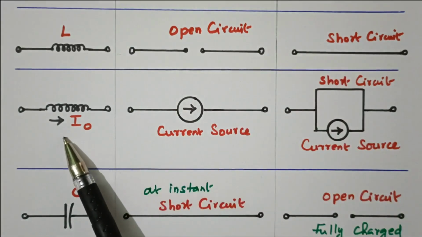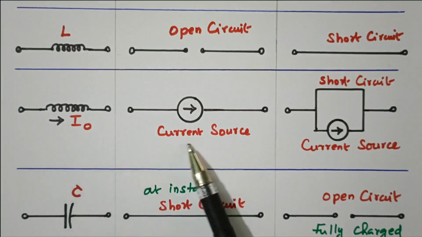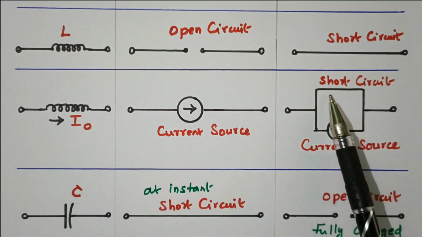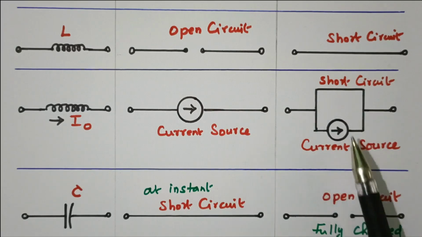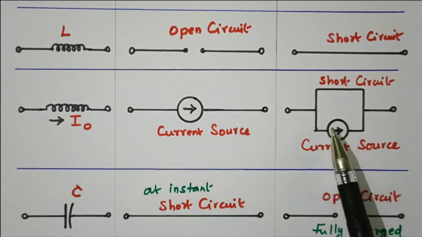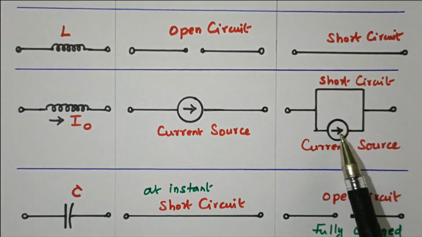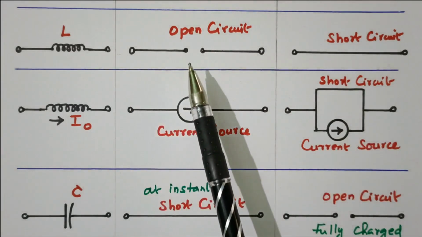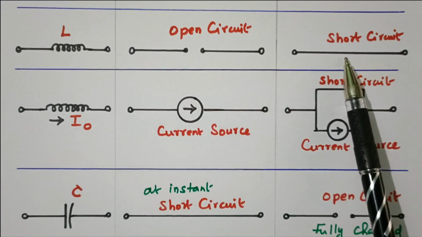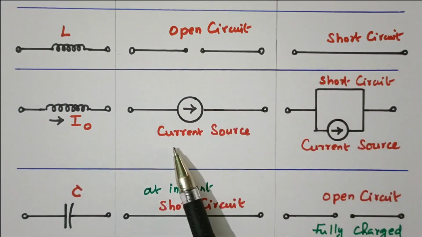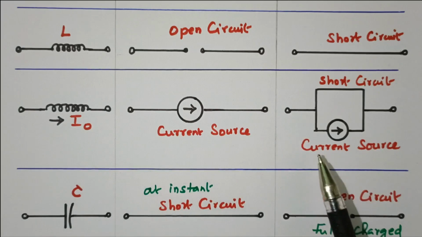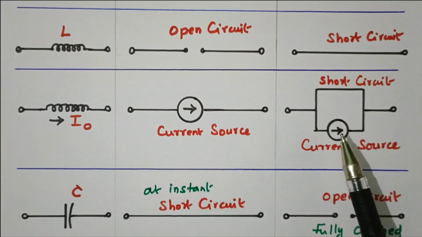Suppose the current is already flowing through an inductor, then it acts as a current source. After steady state, it acts as a short circuit in parallel with the current source. So what is available here? Short circuit, but due to the current, the current source is also available. So current source and short circuit in parallel. Immediately after closing, it acts as an open circuit. Thereafter under steady state, it acts as a short circuit. If current is already flowing, it acts as a current source. In the steady state condition, current source and short circuit are available in parallel.